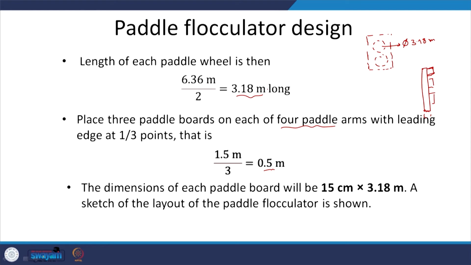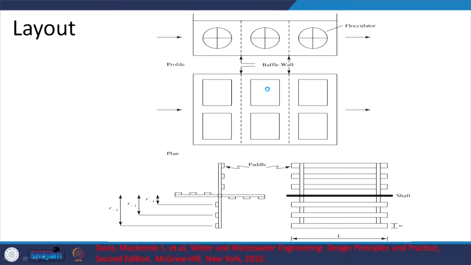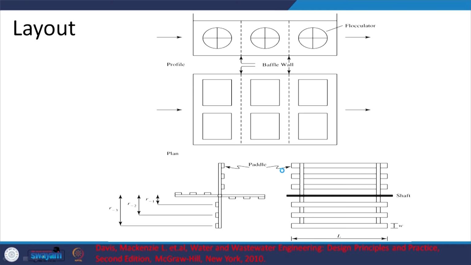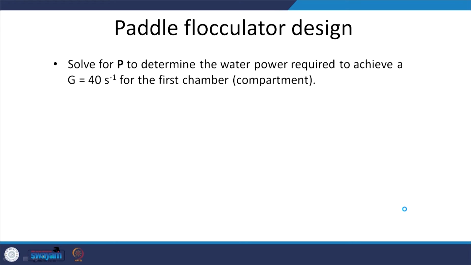So that's something to keep in mind. So let's look at this sketch. Okay, this is what we already have. The dimensions of each paddle board will be 15 centimeters into 3.18 meters long, and the spacing will be this, right? Okay, so let's move on. We are done with some aspects.